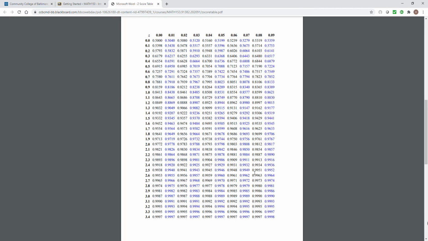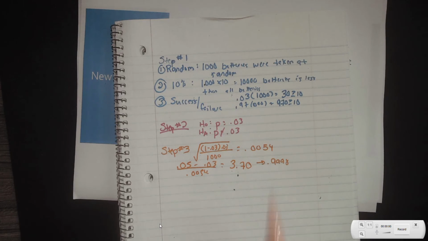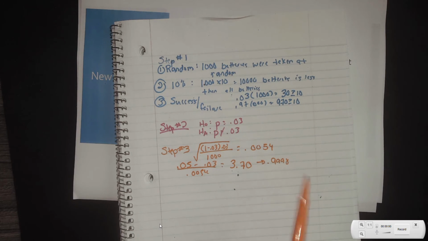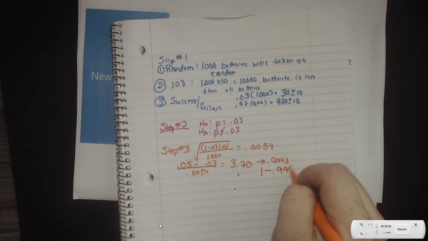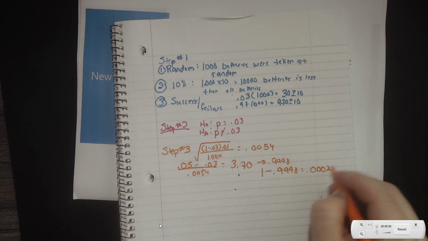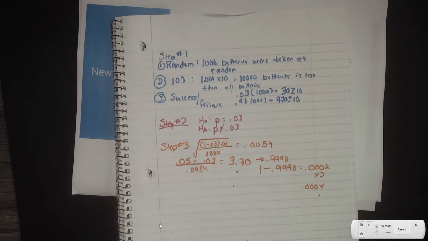So it's 0.9998. And then remember our rule from last video. Because it's not equal to, we're going to have to multiply by 2. If multiplying this by 2 would be greater than 1, we first have to subtract it from 1. It should be 0.0002, and then we multiply it by 2, which gives me 0.0004. Now, there's no alpha level stated. Whenever there is no alpha level stated, it's just 0.05.